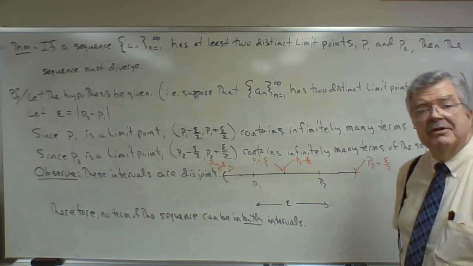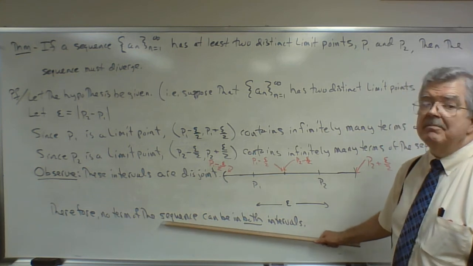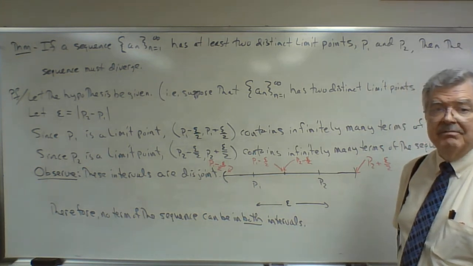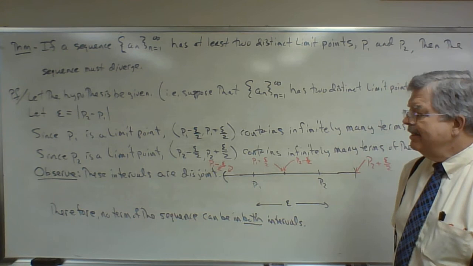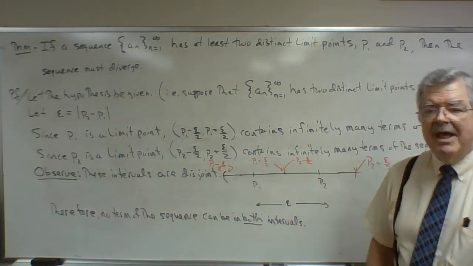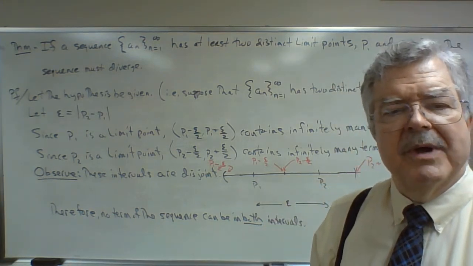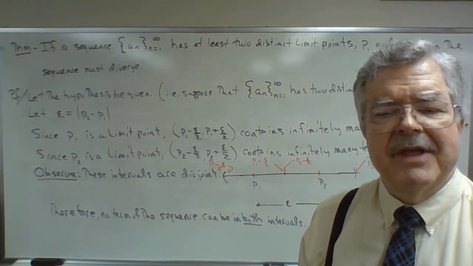These two intervals are disjoint. So no term of the sequence can be in both intervals. And that has major consequences. We'll see what they are in just a second.